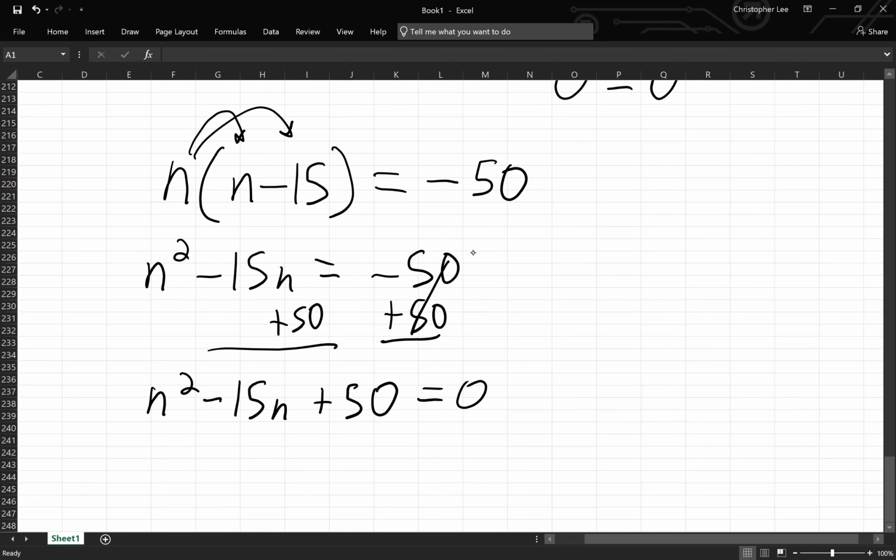And then little AC method, that'll give you the answer. And then separated with a comma, of course. No space, just a comma.